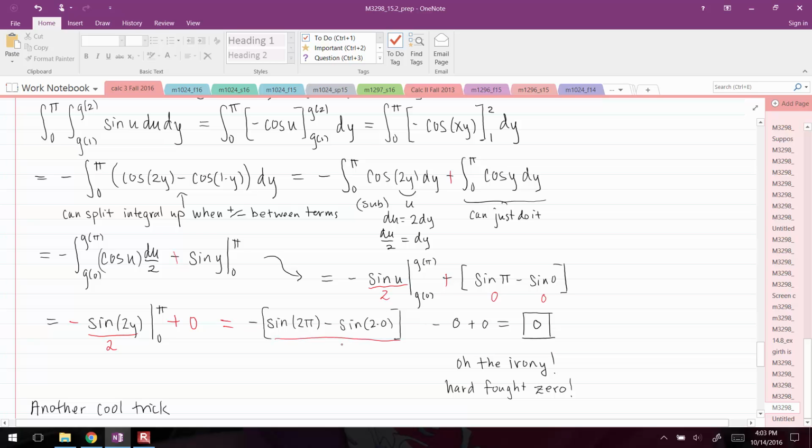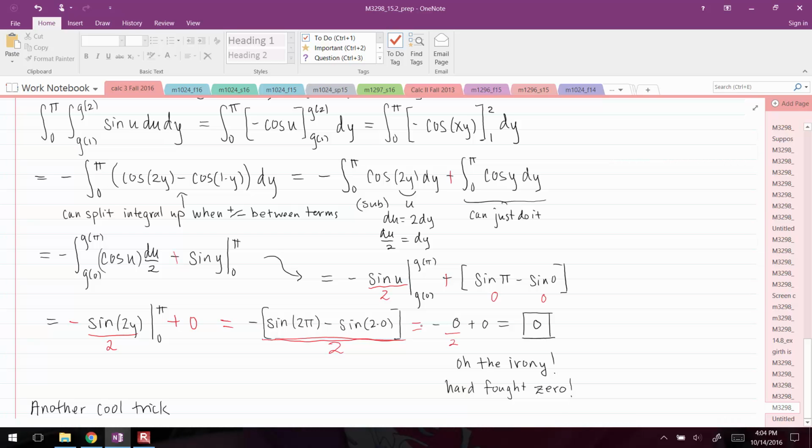All right, sorry about that. Okay, now moving on to the next step. Plugging in pi, plugging in 0, and then this is all over 2. If we do this calculation here, well, sine of 2 pi is also 0, sine of 0 is also 0. So that was kind of a lot of work to get 0, but there it is.